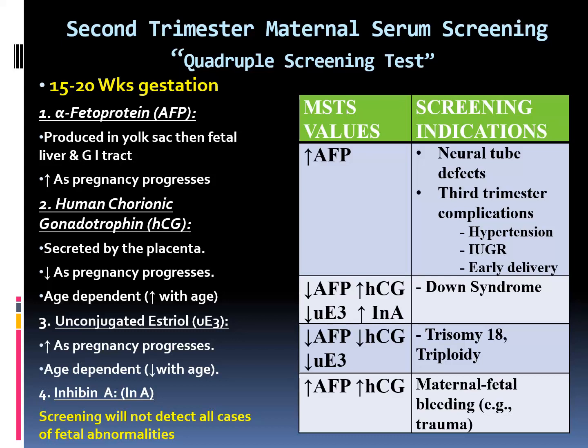The alpha fetoprotein alone is a very important one, because we can diagnose when it rises with neural tube defects or with third trimester complications, which is again a very important part that we can diagnose. This will be suggestive, and then we can confirm by amniocentesis, as we will see when we discuss the invasive part. And then by different variations in the levels of these 4 components, we can look for the possibility of the risk of Down syndrome, trisomy 18 or triploidy, or maternal fetal bleeding, and some other diseases.